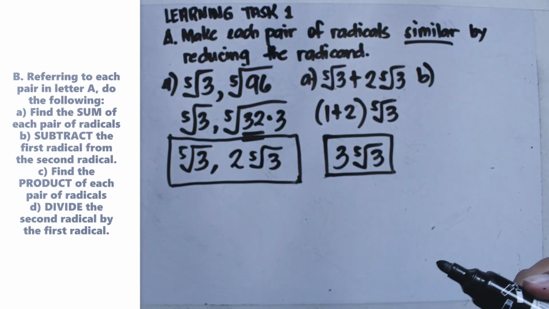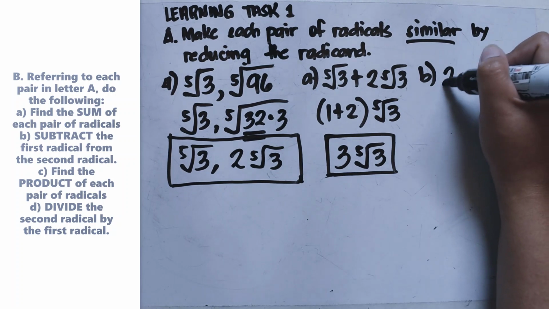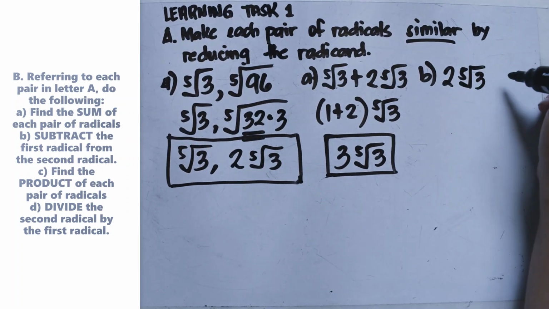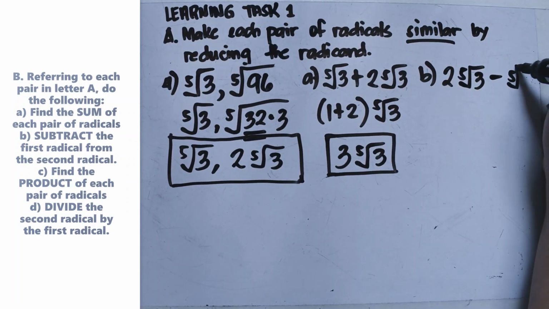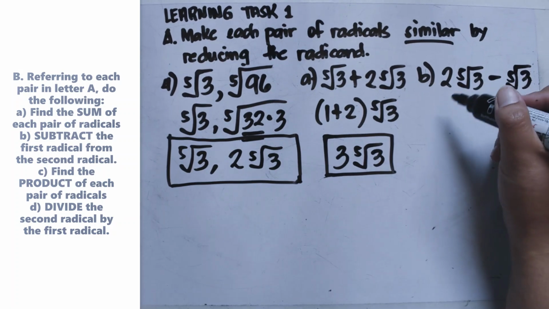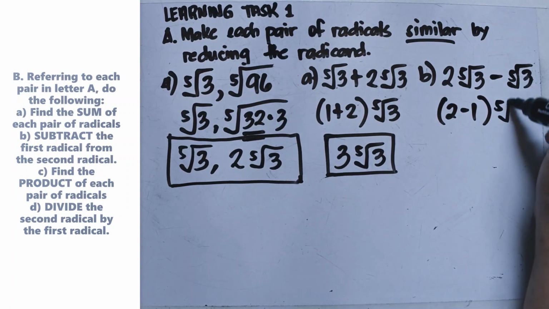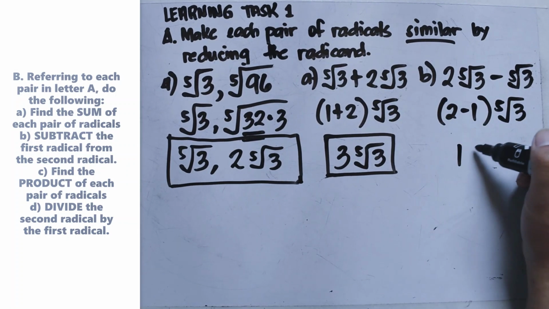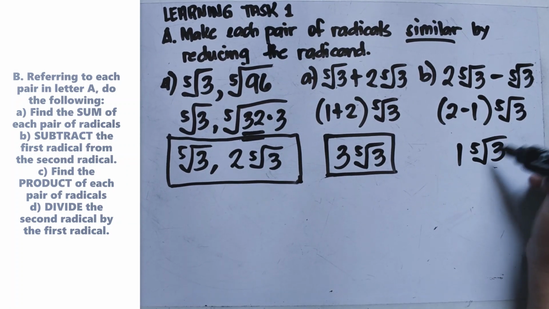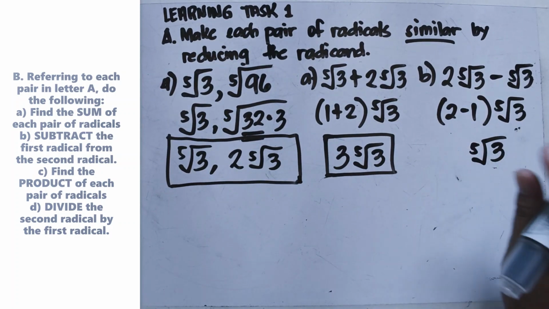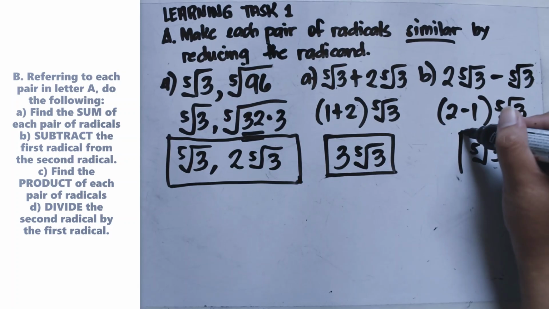Letter B, subtract the first radical from the second radical. So, we have 2 fifth root of 3 minus fifth root of 3. Same rule as in addition, the only difference is that we subtract this time. So, we have 2 minus the invisible 1, and then just copy fifth root of 3. 2 minus 1 is 1. Copy fifth root of 3. We can also leave out the numerical coefficient 1. So, your final answer is fifth root of 3.